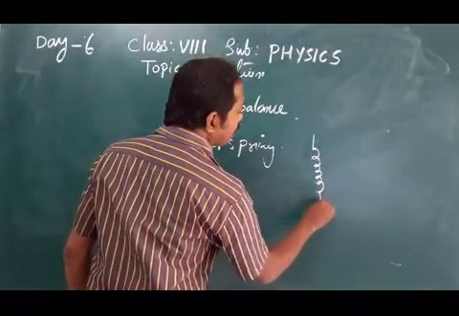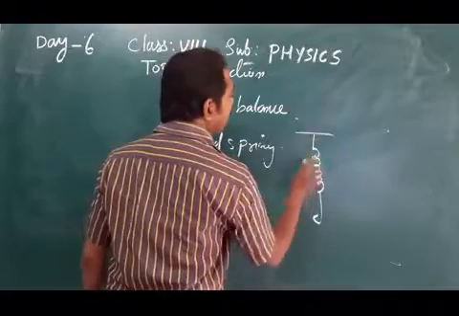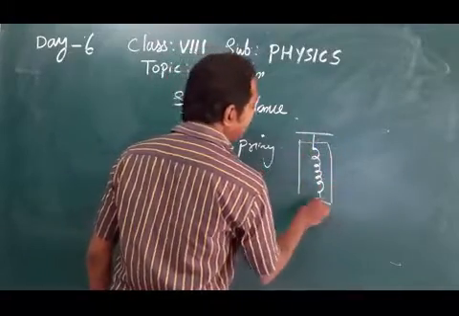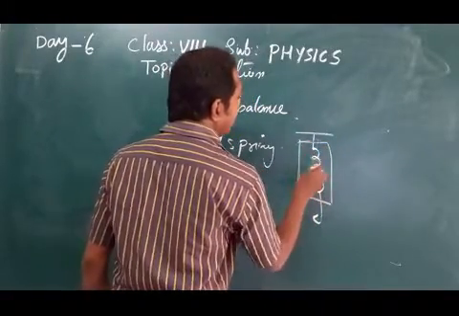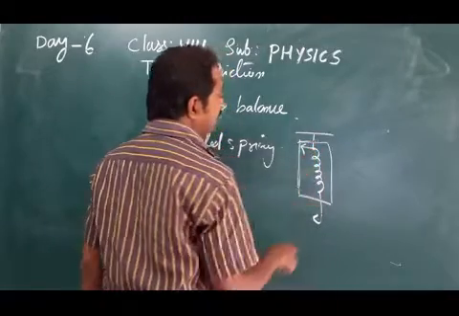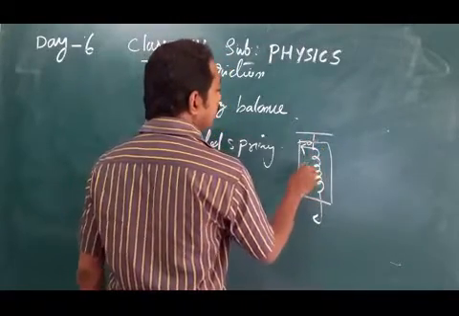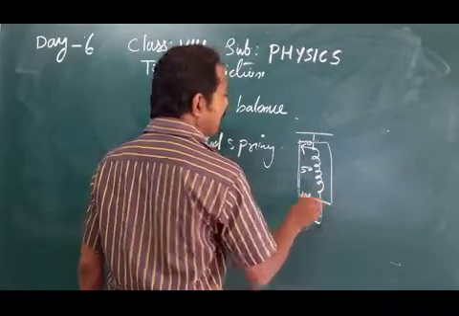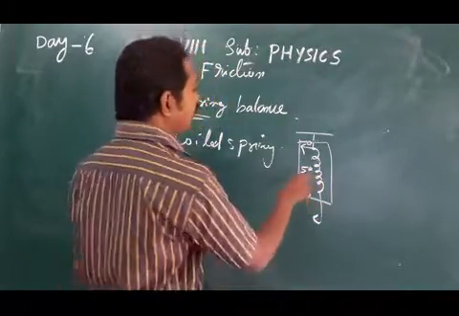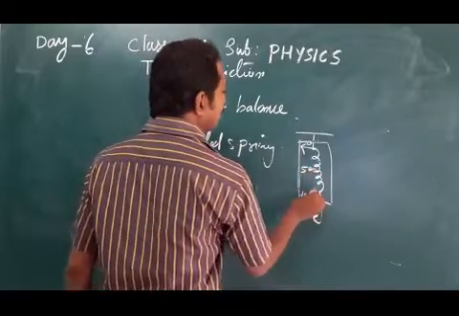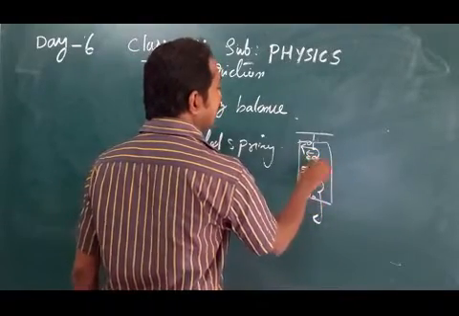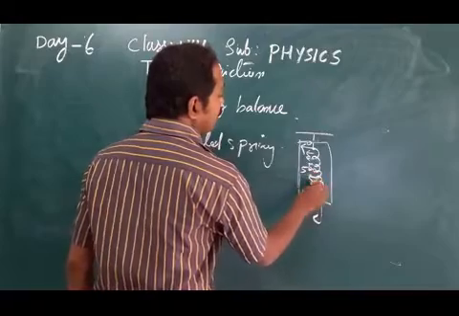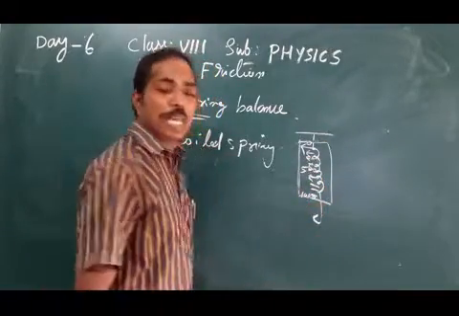There is one coiled spring. Then in the lower part you can see a hook. Then one graduated scale, and one pointer. The pointer is at 0, 50 gram, 100 gram, 500, 1000 like that. The readings are marked on a scale.